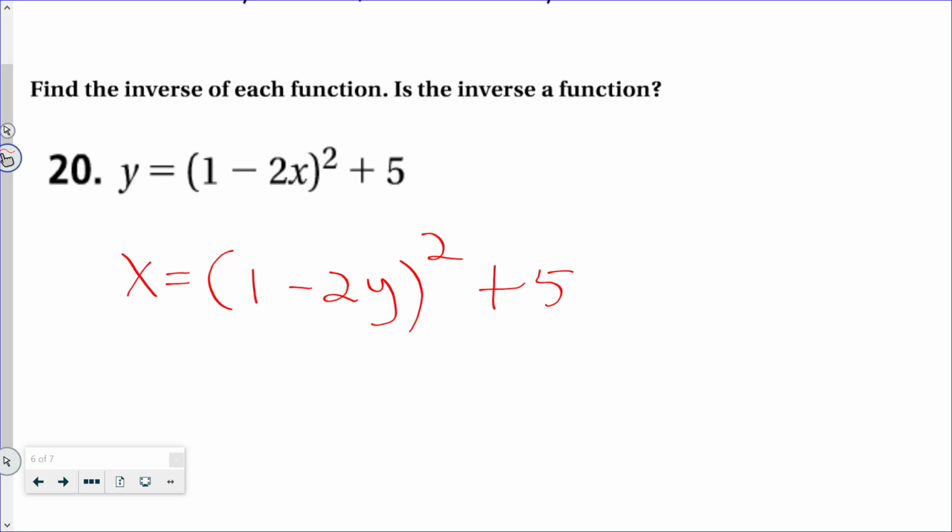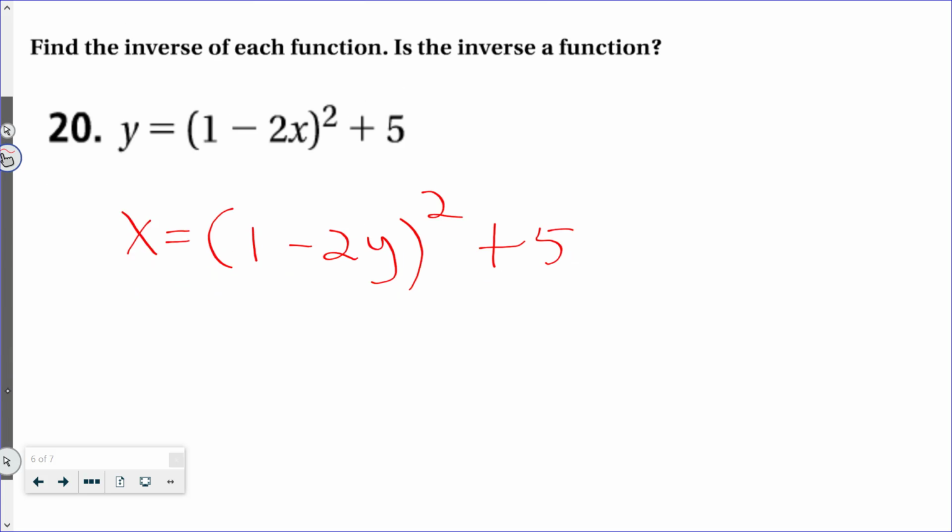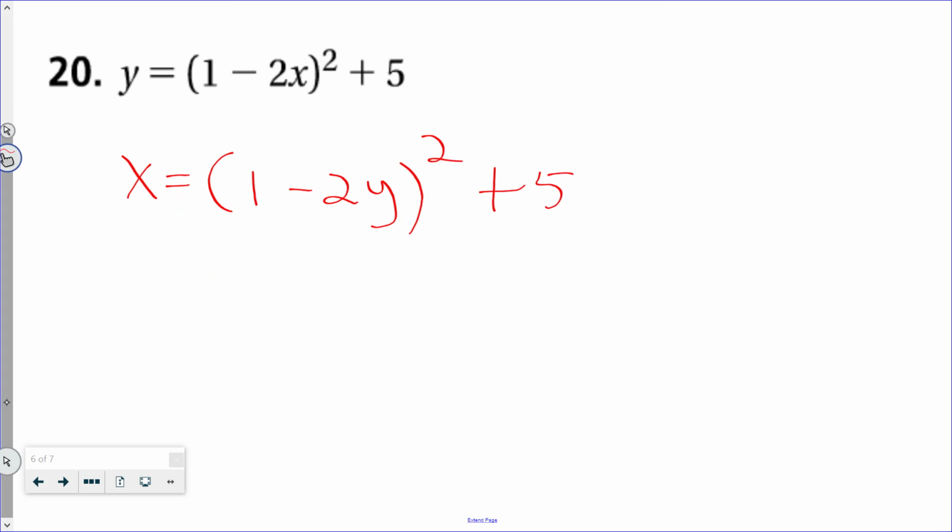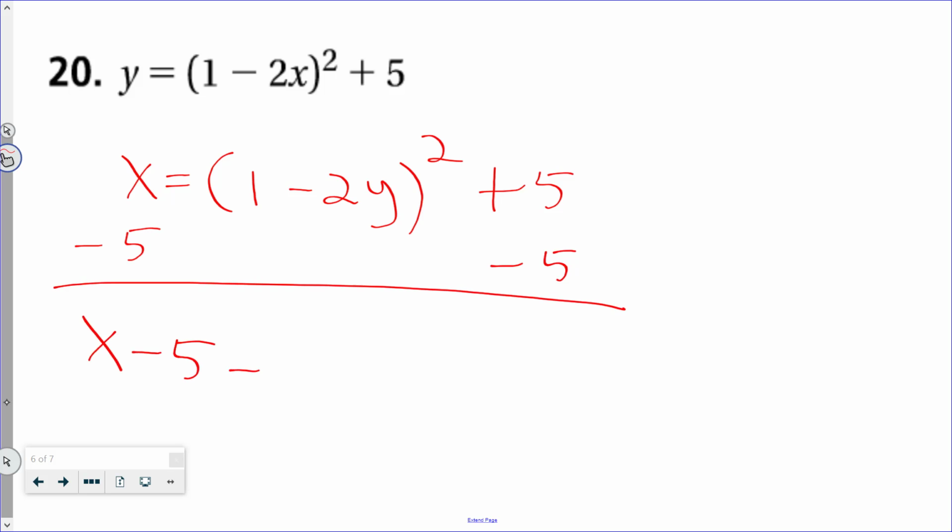After you switch them, isolate the y. Somebody other than Nicole can volunteer. Brianna, how are we going to isolate the y? Subtract 5 from both sides. x minus 5 equals the quantity of y minus 2y squared.